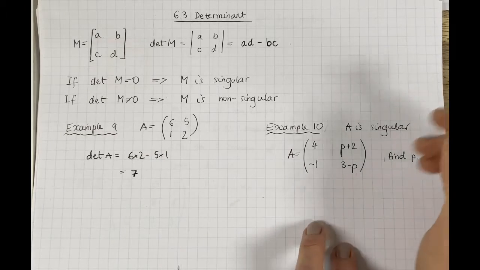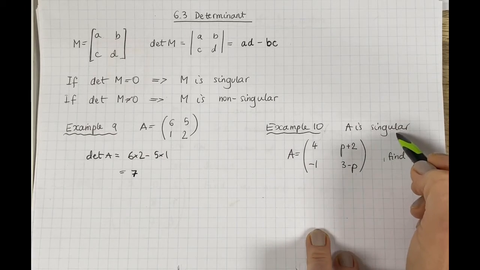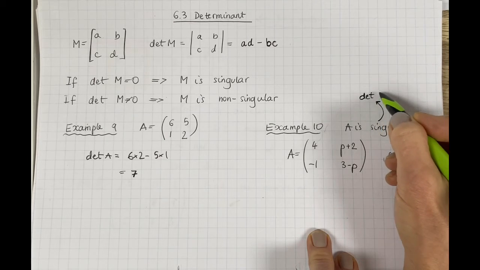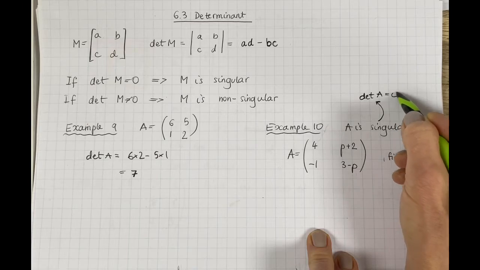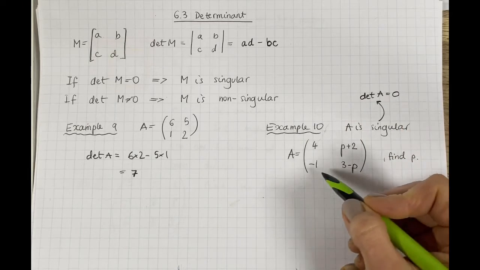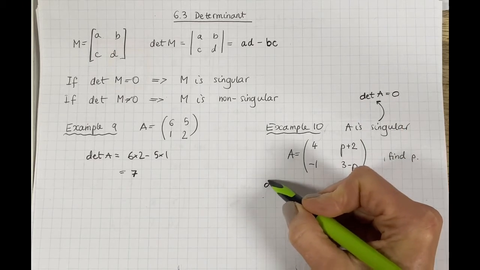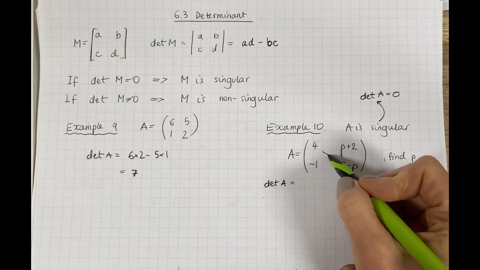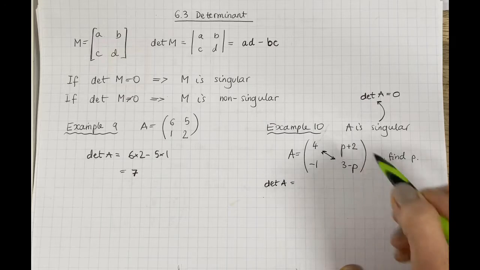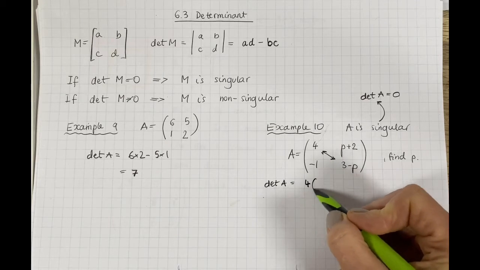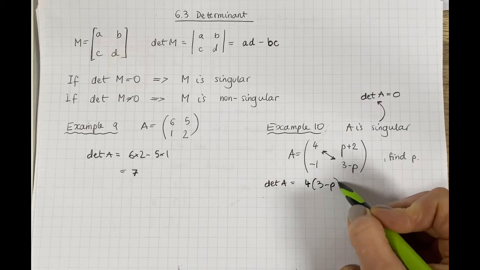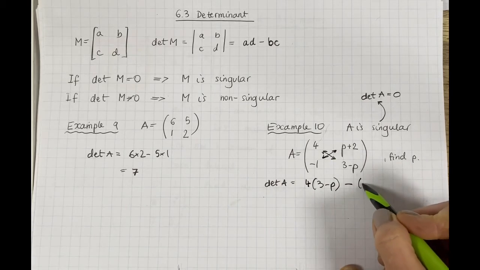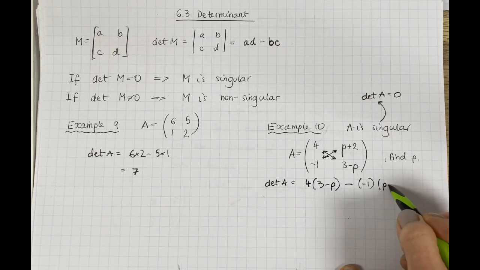Now example 10. A is singular, so straight away when you read that, you know that det A is equal to 0, it hasn't got a brother. So if that's the case, let's find what det A is and make it equal to 0. Det A is these two diagonal entries multiplied together, so 4 times 3 minus P, minus these two multiplied together, so it's minus 1 times P plus 2.